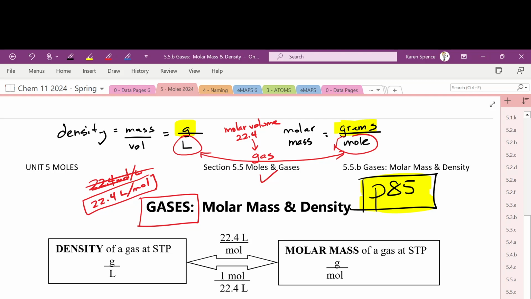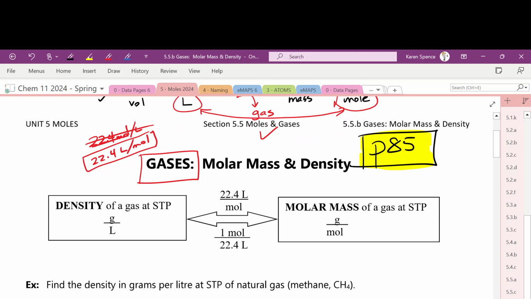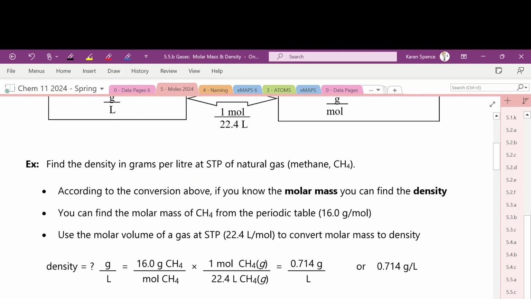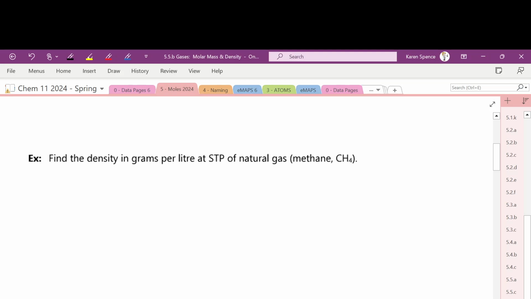We can use the molar mass formula if we're given grams and moles or grams and molecules. If you're given the formula, you can just add from the periodic table. And now this one, we can use density and convert it into molar mass, but only if it is a gas. Okay. So find the density in grams. Oh, here we go. Here's the example. Find the density in grams per liter at STP of natural gas, methane.